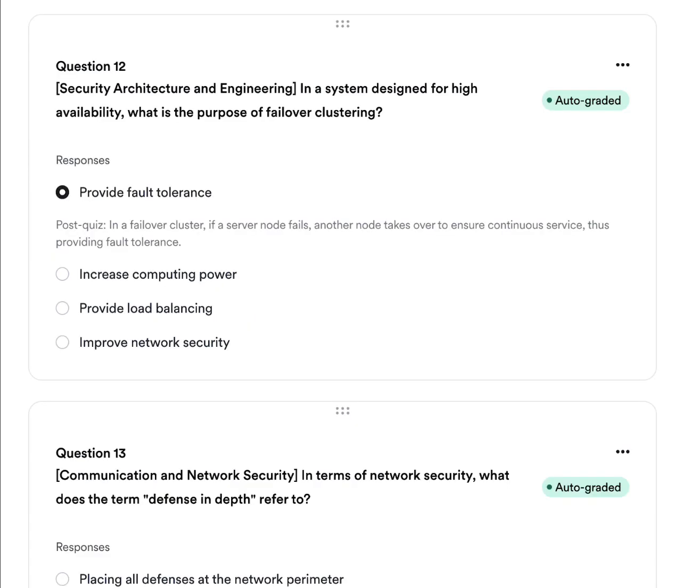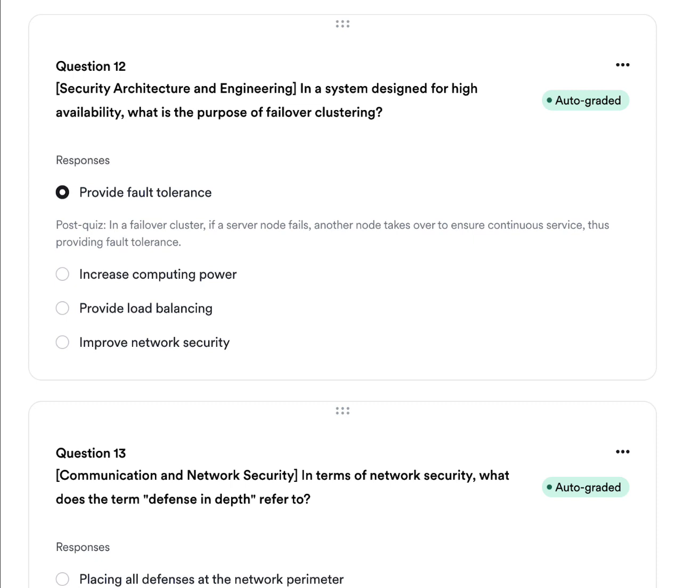Question 12. In a system designed for high availability, what is the purpose of failover clustering? Again, high availability for these systems. They need to be up and operational a lot. A, provide fault tolerance. B, to increase computing power. C, to provide load balancing. Or D, to improve network security.